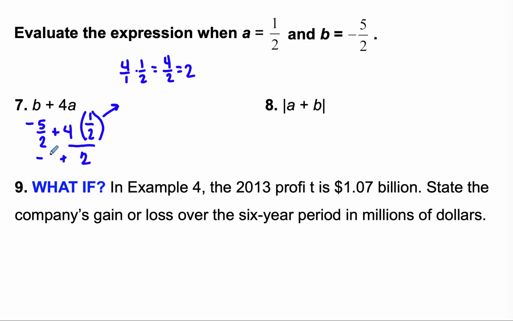So now I have -5/2 plus 2. So let's see, I'm going to change 2 into a fraction, an improper fraction, 2 over 1. I need a common denominator, so I'm going to multiply by 2 over 2. And I'm going to get -5/2 plus +4/2. Different signs, find the difference. 5 minus 4 is 1/2. More negatives, answer is negative.